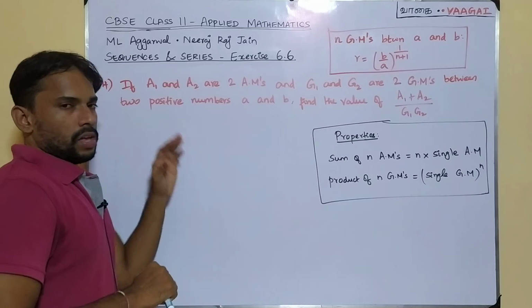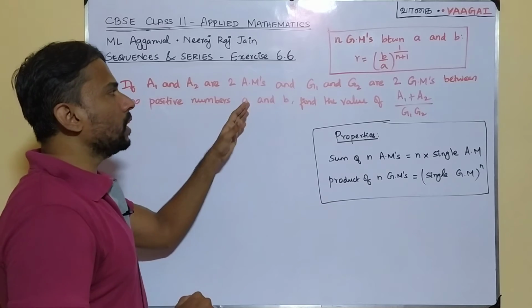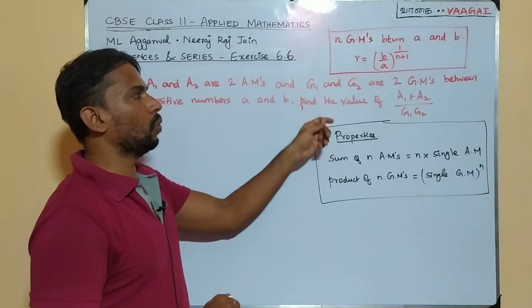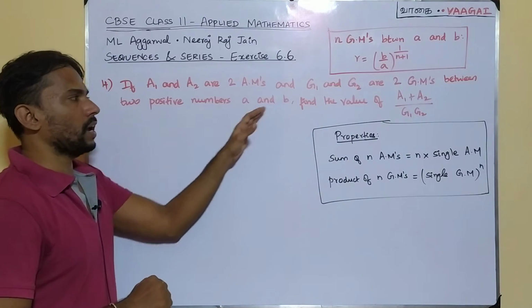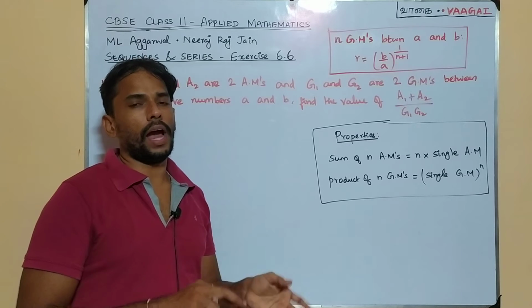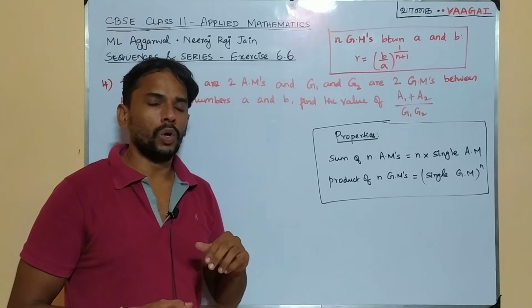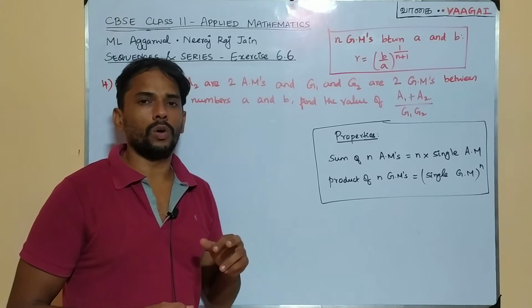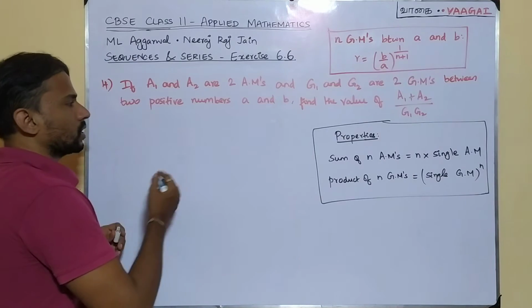Here we have: if A1 and A2 are 2 arithmetic means and G1 and G2 are 2 geometric means between 2 positive numbers A and B. So there are 2 positive numbers A and B, and between them you are going to insert 2 AMs and 2 GMs. Okay, let's have a note of it.